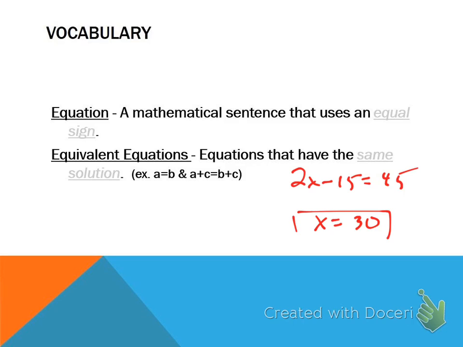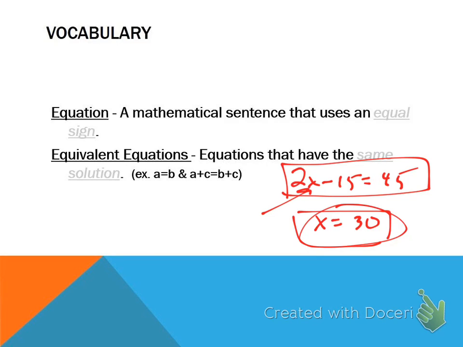Well, this equation and this equation are equivalent. They have the same solution. 30 is also the solution for this equation. If I plug in 30 for x, 2 times 30 is 60. 60 minus 15 is 45. And so we're trying to create an equivalent equation where the solution is easier to see. And it's easier to see down here, right? That's the idea.